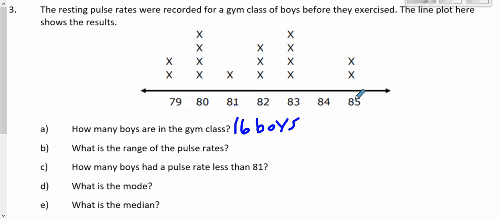It says, what is the range of the pulse rates? Remember, range is big minus small. So we have 85 minus 79, which gives us 6.